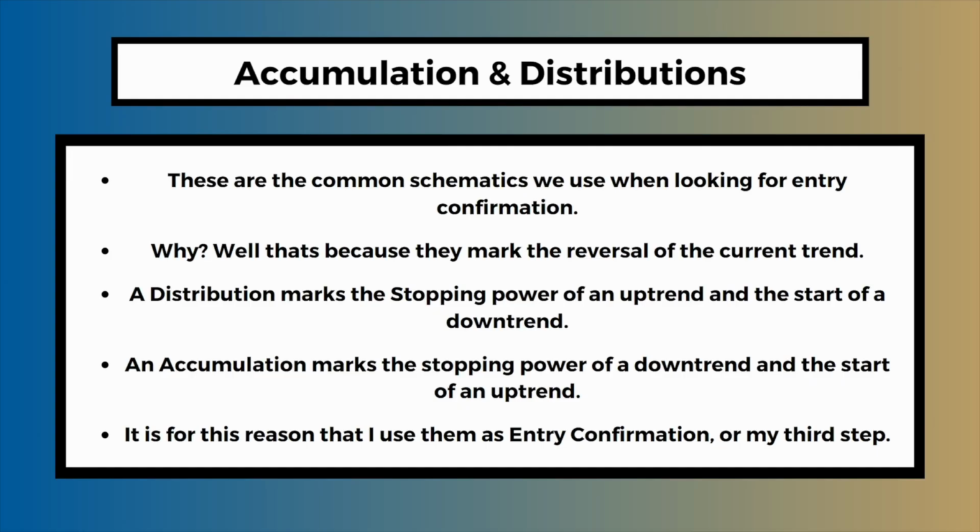Jumping straight in, I'm going to talk about accumulations and distributions. These are the common schematics we use when looking for entry confirmation. Why is this? Because they mark the reversal of the current trend. A distribution marks the stopping power of an uptrend and the start of a downtrend. On the flip side, an accumulation marks the stopping power of a downtrend and the start of an uptrend. It's for this reason that I use them as entry.